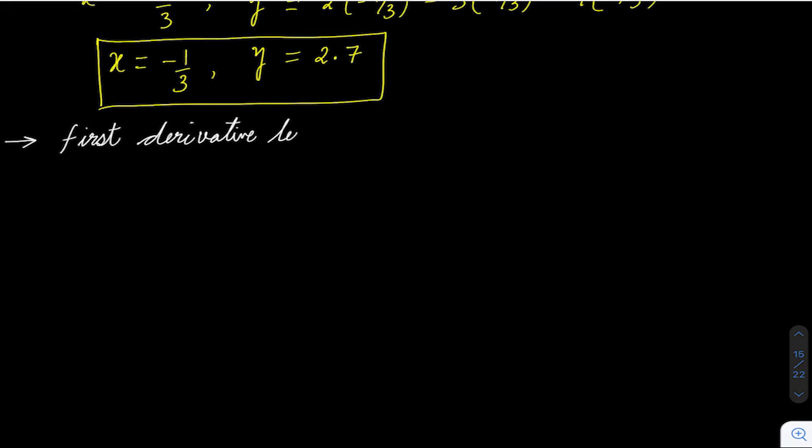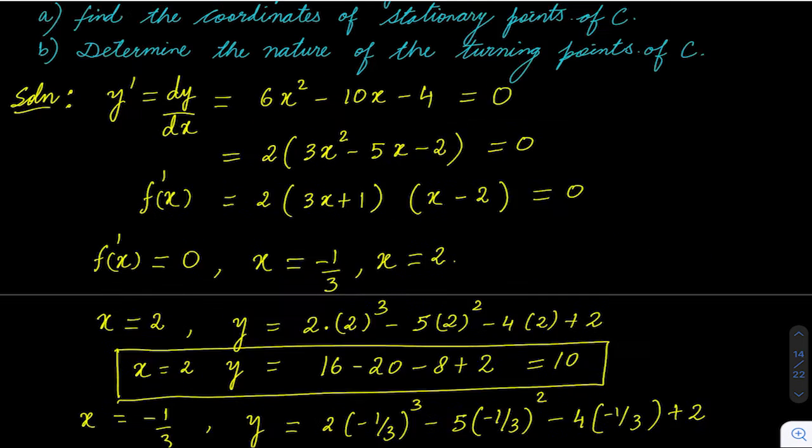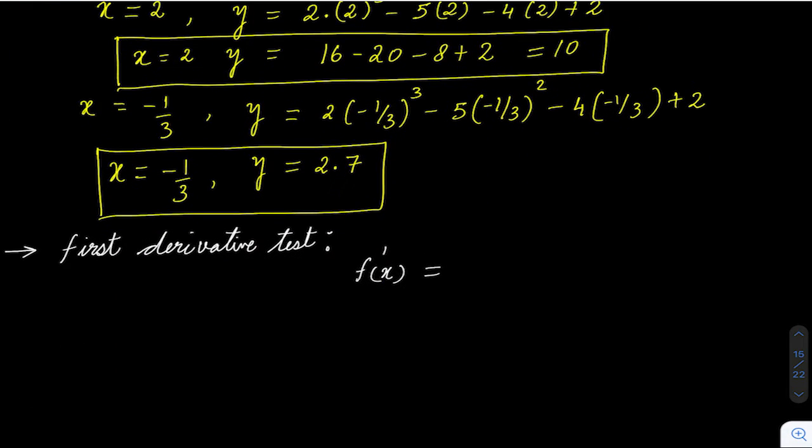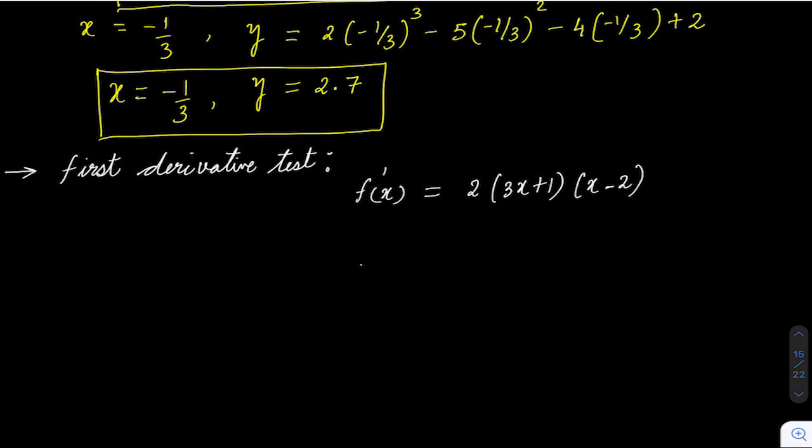So, first derivative test. In this, you have your f dash x expression, that is 2 times (3x plus 1) into (x minus 2). So I will mark a line and mark the critical points, that is minus 1 over 3 and 2. Now I have to see the signs of f dash x.